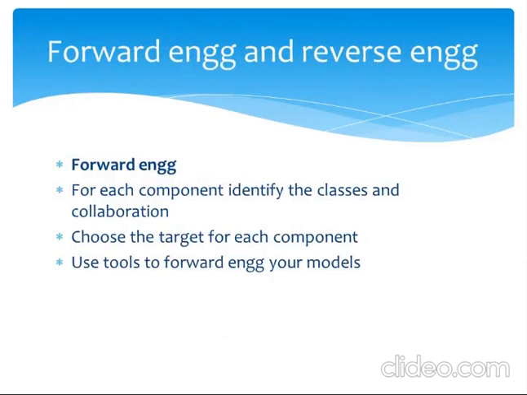Forward engineering means making code from a model, using the model as input and getting code as output. Converting from model to code is forward engineering. To model forward engineering, first of all, we have to identify the classes and their collaboration among themselves. Then we have to select a target for each component. Then using some tools, we do forward engineering on the models to get the code.